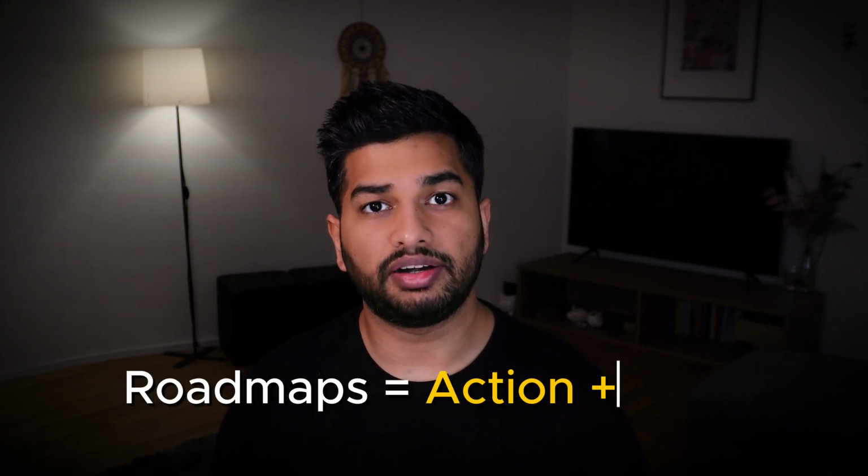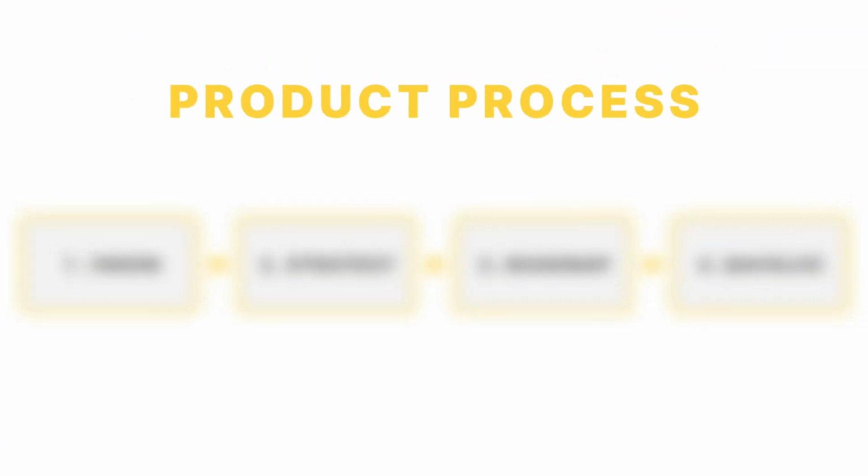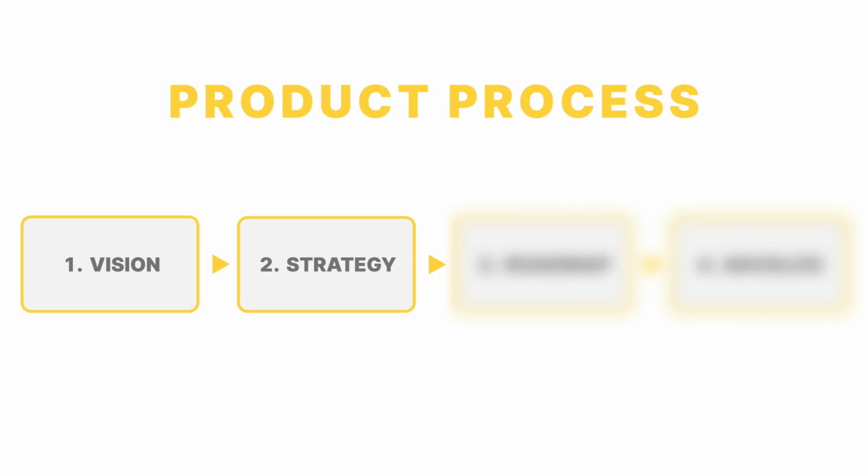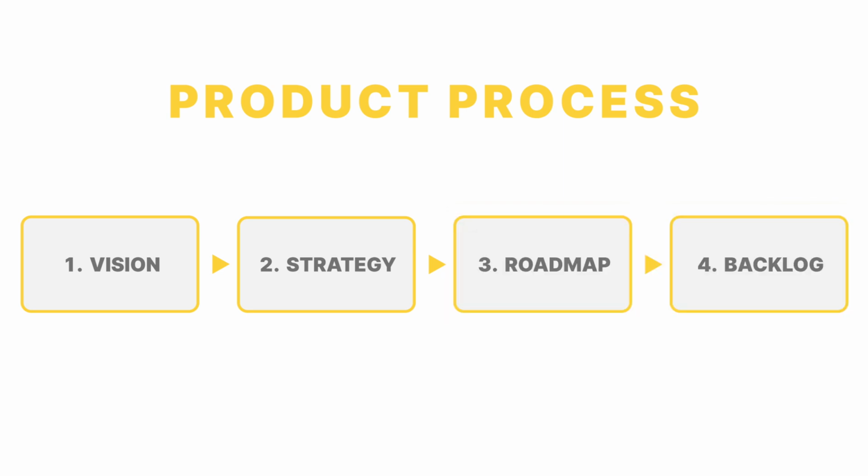Roadmaps are super important. A roadmap helps you to put your complicated plans into actionable items. They tell you what has to be done when. However, before delving deep into roadmaps, we need to understand that it's a part of a larger process which starts with vision, strategy, roadmap, and backlog.